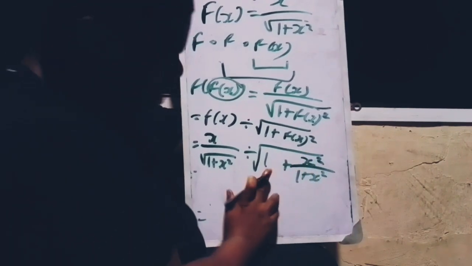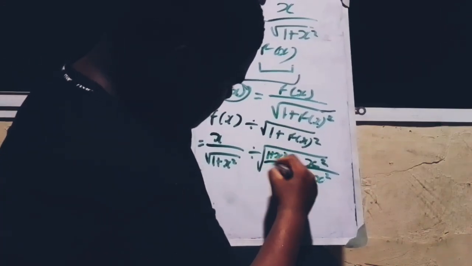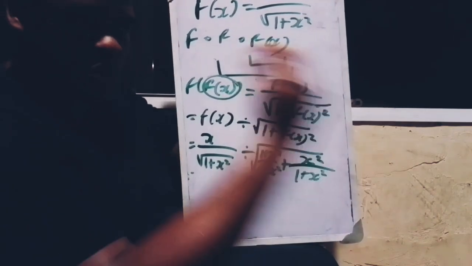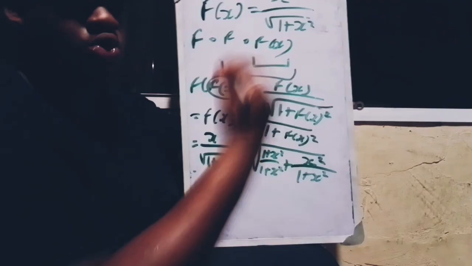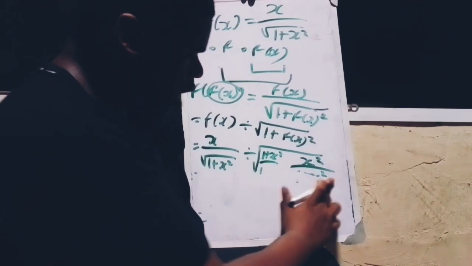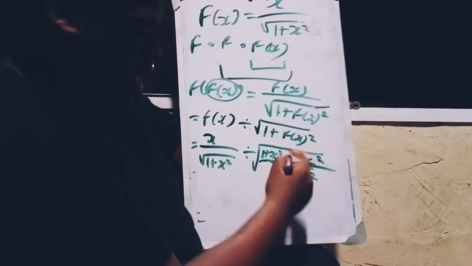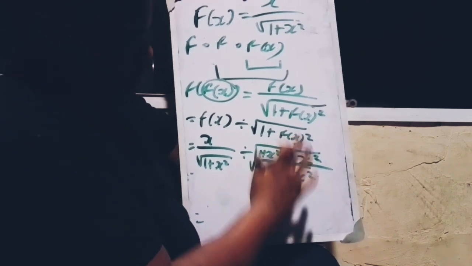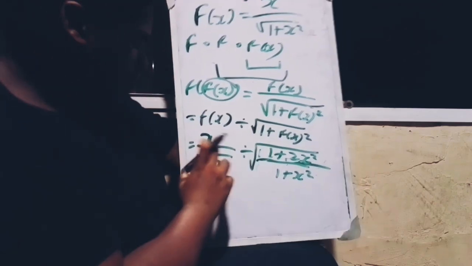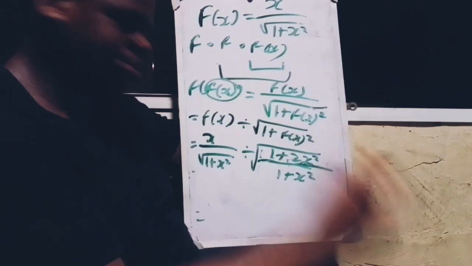Okay. Now, I want them to have the same denominator. So this 1 here, change it to 1 plus x squared divided by 1 plus x squared. I believe you understand that. You have a divided by a is equal to 1. So 1 plus x squared divided by 1 plus x squared is also going to equal 1. So now you can join the denominators together. You can just merge them into one denominator, and then you have plus here. So 1 plus x squared is going to give you 1 plus 2x squared. So you have x divided by the square root of 1 plus x squared, divided by the square root of 1 plus 2x squared divided by 1 plus x squared.